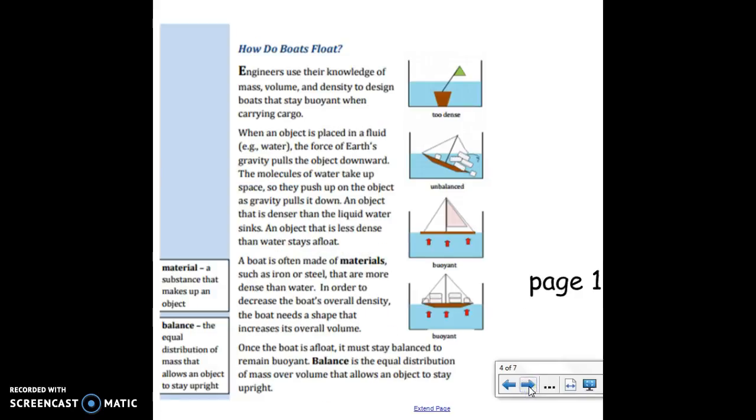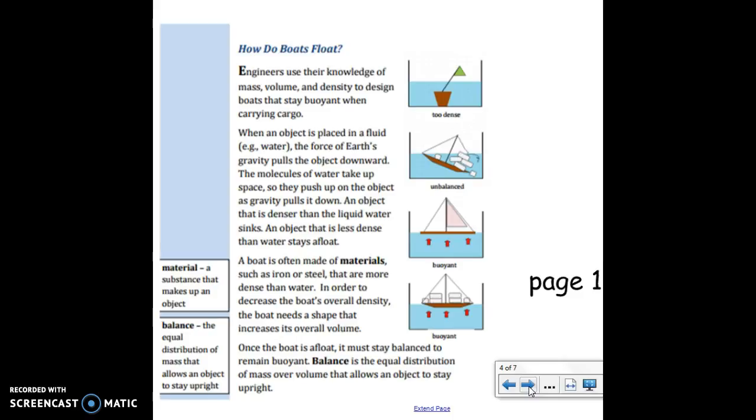How do boats float? Engineers use their knowledge of mass, volume, and density to design boats that stay buoyant when carrying cargo. When an object is placed in a fluid, for example water, the force of Earth's gravity pulls the object downward. The molecules of water take up space, so they push on an object as gravity pulls it down. An object that is denser than the liquid water sinks. An object that is less dense than water stays afloat.